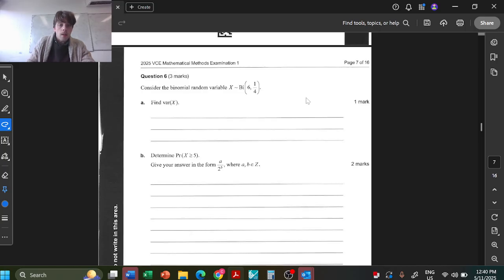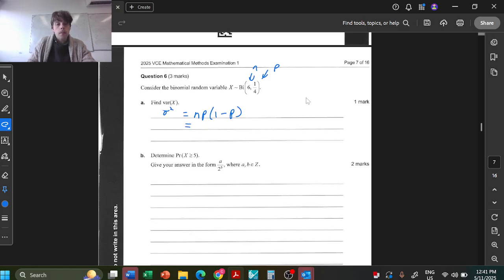Okay, so binomial of 6. The way this is written, we have a random binomial variable where 6 is the number of trials and 1 over 4 is the probability of success for whatever experiment we're doing. So we need to consult our formula sheet, and I will do that here. We can see the formulas for the binomial random variables, and for variance, which is the same as sigma squared, it is equal to np(1 minus p).